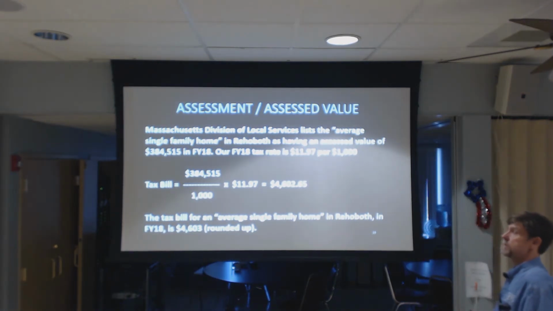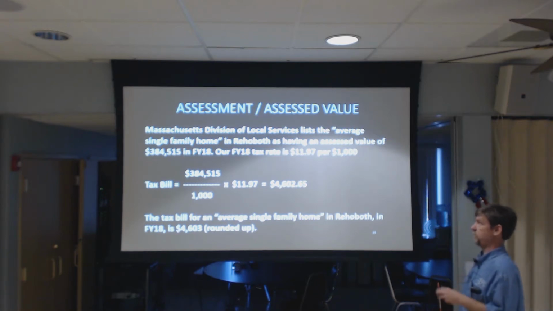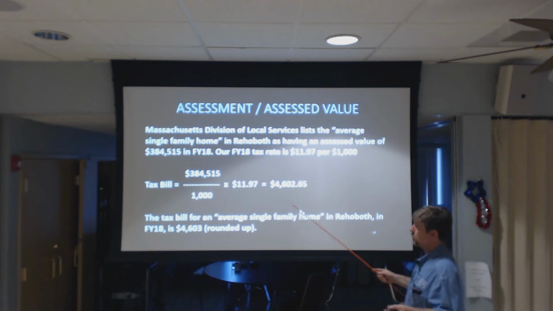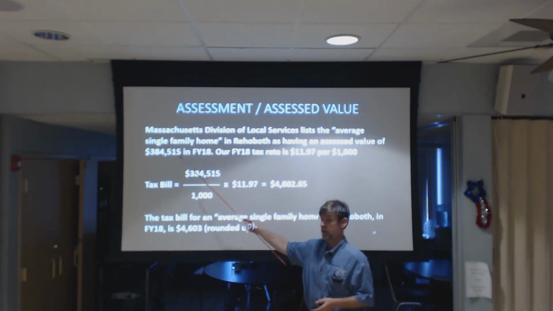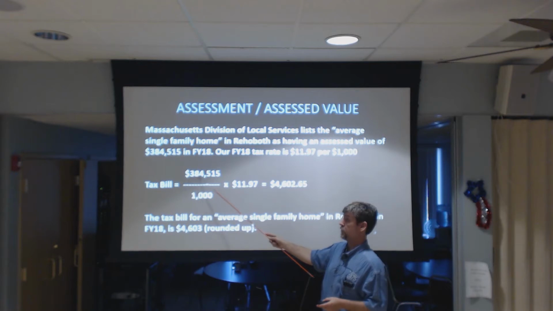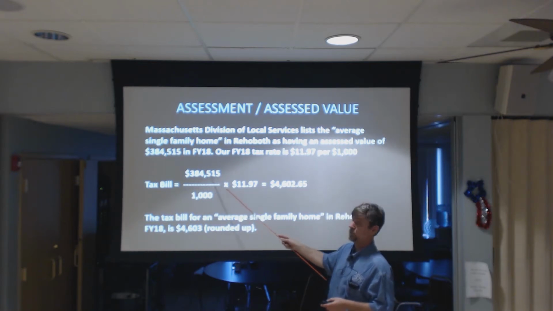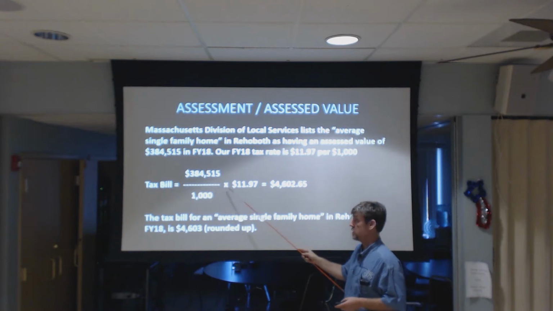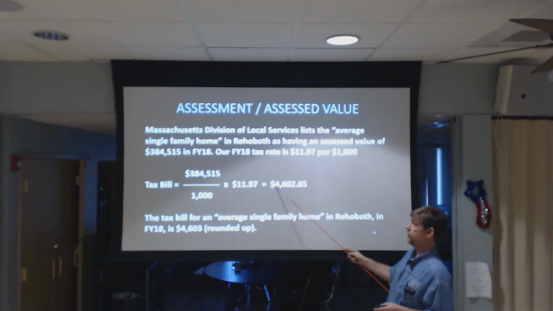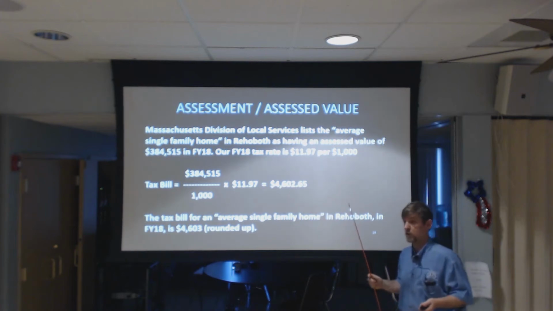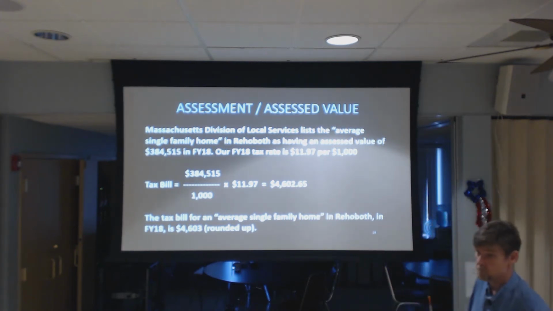So in fiscal year 18, according to the Department of Local Services, the average single-family house in Rehoboth has an assessed value of $385,000. And our tax rate is $11.97 per 1,000. So the tax bill for that person who owns the average single-family house is that $384,550 divided by 1,000, multiplied by $11.97, or $4,603 rounded up. And that's their tax bill for the year.